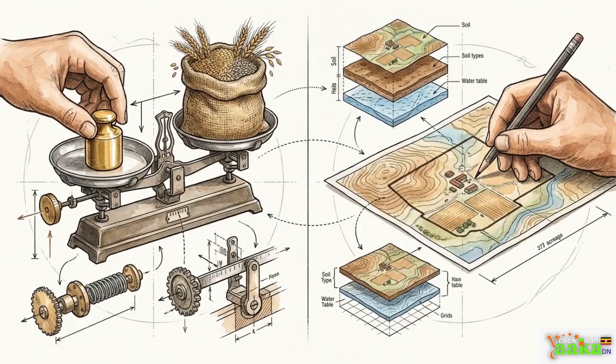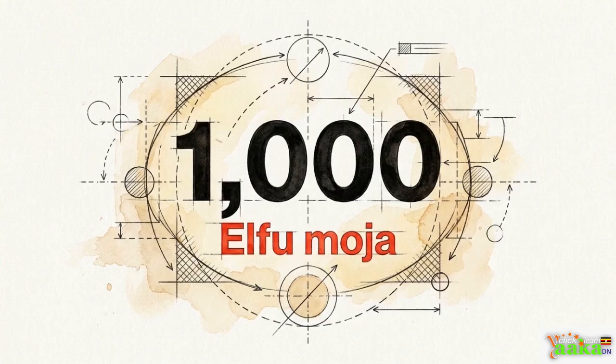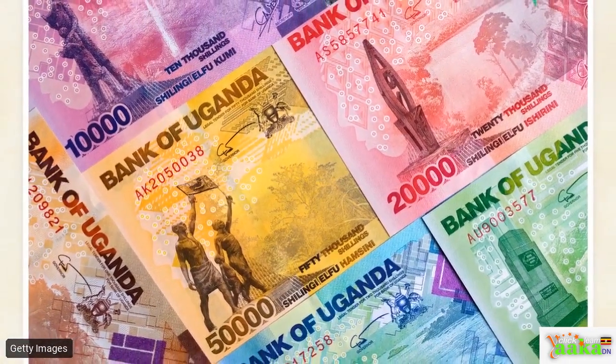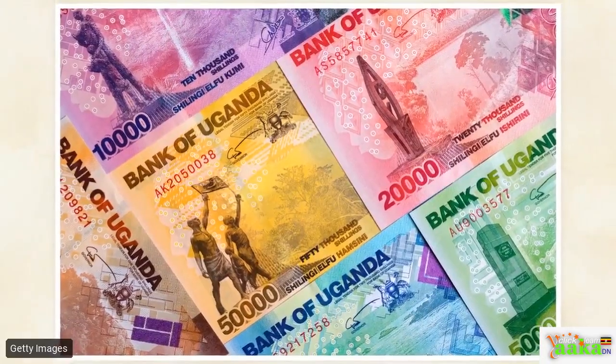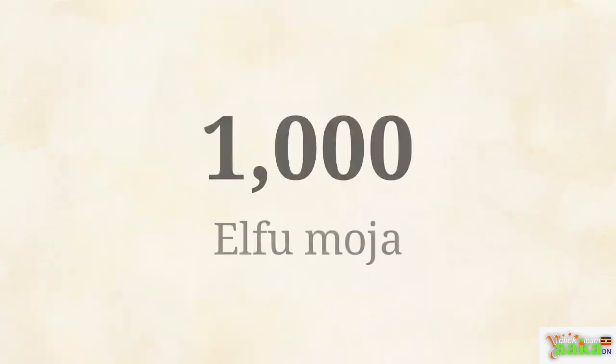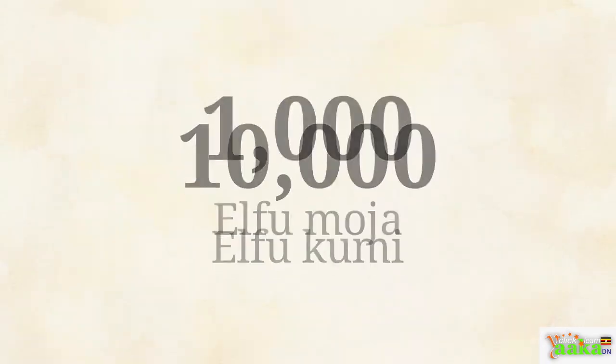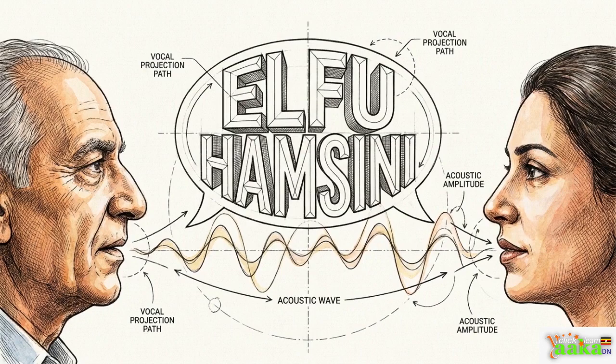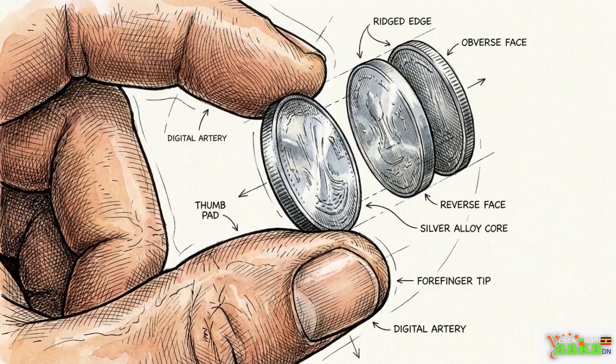Merchants use it to count out currency, measure acreage, and divide food for sale across the region. You likely already know how to count to 1,000, but these Ugandan shilling notes require you to scale that knowledge much higher for even the simplest trade. Start with these values. 1,000 is elfu moja, 10,000 is elfu kumi, and 50,000 is elfu hamsini. Using these specific terms for large notes ensures that you and the merchant are speaking the same numerical language before a single coin changes hands.